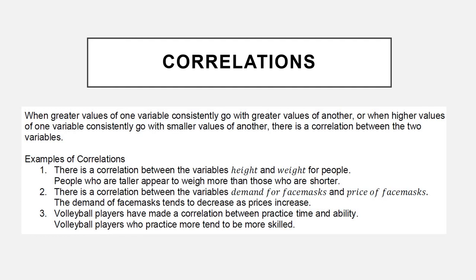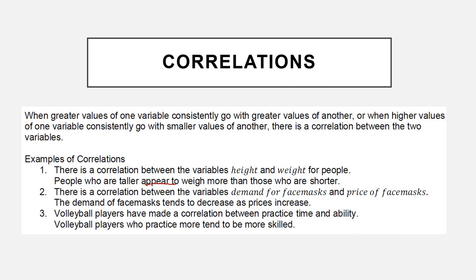So take note of the pattern. So examples of correlation. There is a correlation between variables height and weight for people. So people who are taller appear to weigh more than those who are shorter. So it's just assuming, because it states here the word appear. So tall people may be heavier than those who are shorter, but not all the time, right? But there is a correlation.